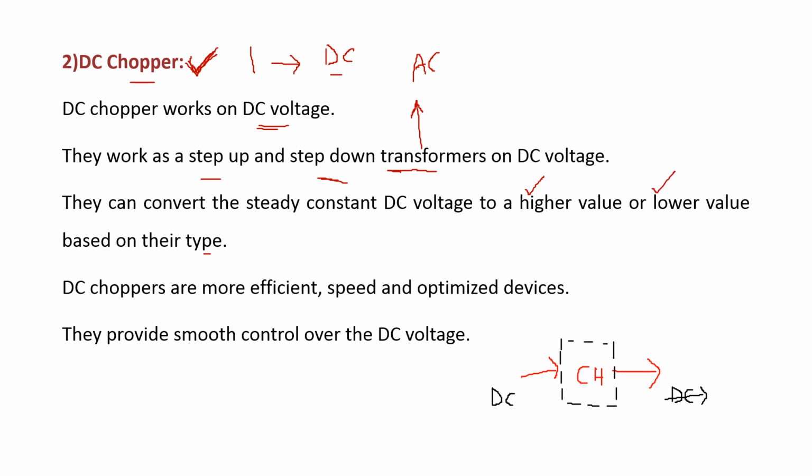And here DC choppers are more efficient. Why? Because we use a single stage and we can get the optimized output voltage within a fraction of a second. Also, these DC choppers are optimized devices. These choppers provide smooth control over the DC voltage, and this is the representation of the DC chopper. We use a single stage to convert the fixed voltage to variable DC voltage. This is about the DC chopper.